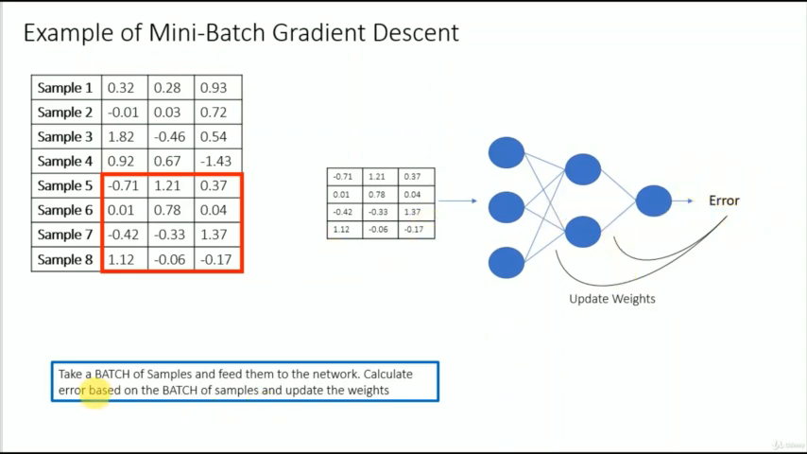Alright, so we're going to take a batch of samples, feed them to the network, calculate the error based on the batch of samples that we fed to the network, and then update the weights. So our loss function here is based on the batch of samples.